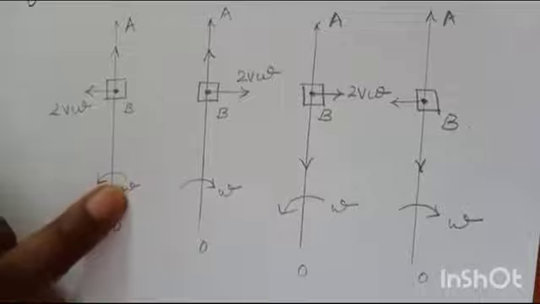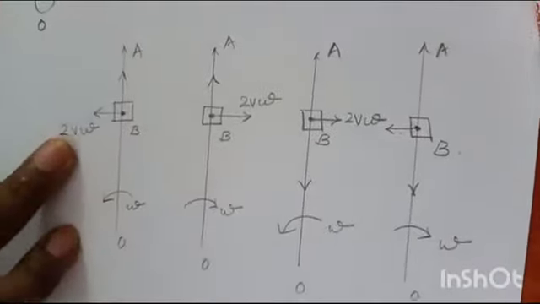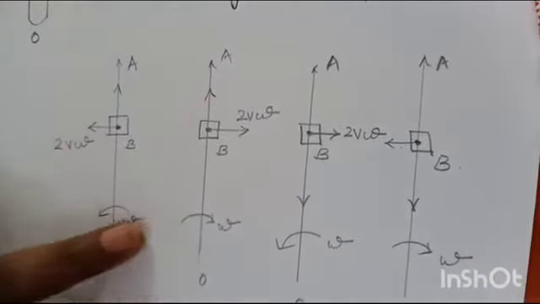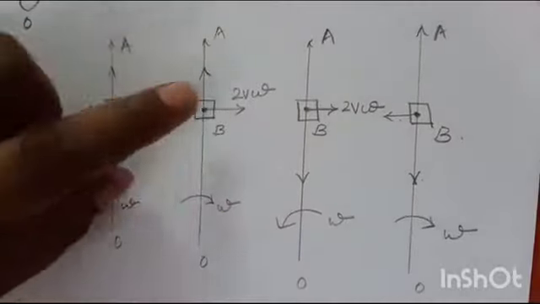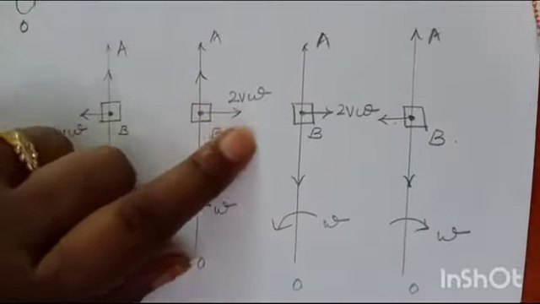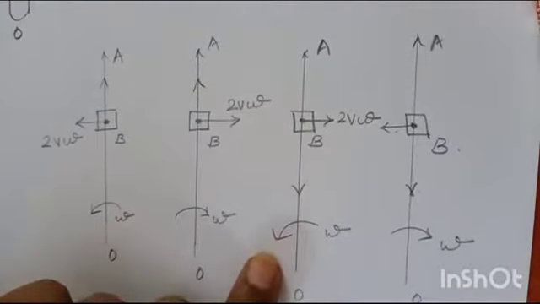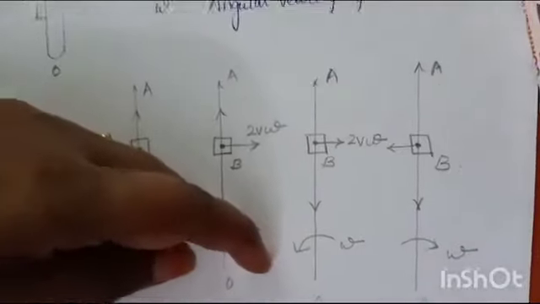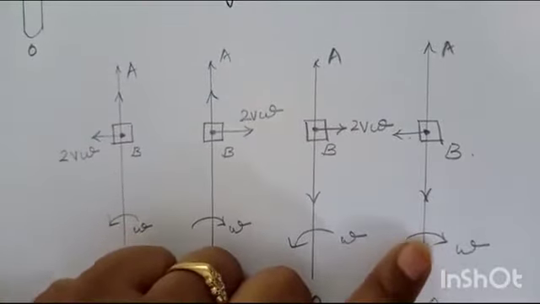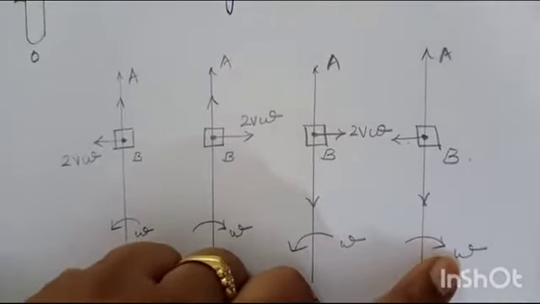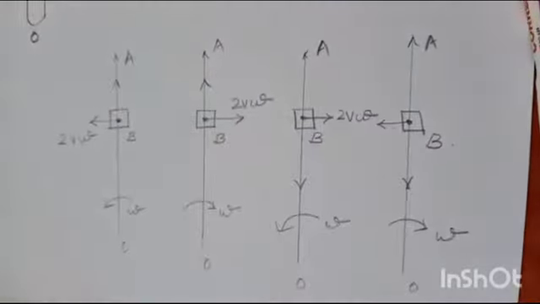First condition: the slotted lever moves anti-clockwise, the slider moves upward, and the Coriolis component is on the left side. In the opposite condition, the slotted lever moves clockwise with the slider in the same condition, and you get 2v omega on the right side. Two more cases: if the slotted lever moves anti-clockwise and the slider moves downward, 2v omega comes on the right side, and in the opposite direction if the slotted lever moves clockwise. So this is the simple introduction about the Coriolis component.